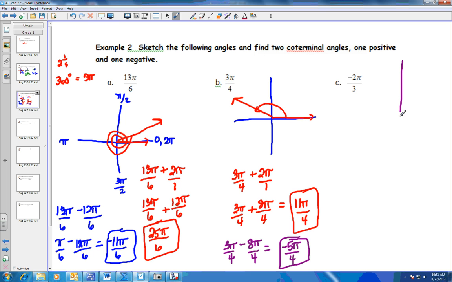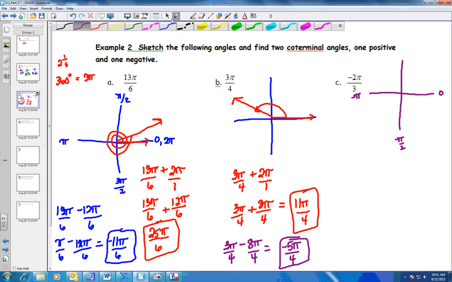Okay. All right, part C. I want to sketch negative 2 pi over 3. So we know we're going to be going clockwise. Remember, if this is 0, this is negative pi over 2, and this would be negative pi. And do you see I want to go negative 2/3 of the way to pi? So can you see which quadrant you're going to be in? We're going to be in this third quadrant.